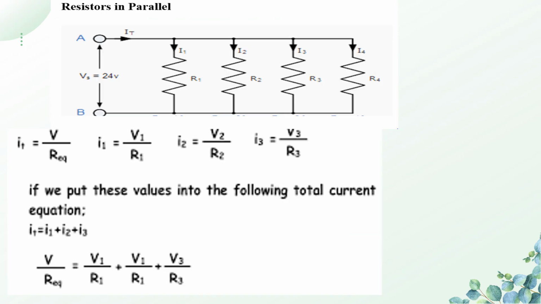In the parallel case, we know that all these voltages V1, V2, V3 are equal to V. So if we cancel V in all the equations, we get 1 by R equivalent is equal to 1 by R1 plus 1 by R2 plus 1 by R3. So that is the equivalent resistance of a parallel combination.